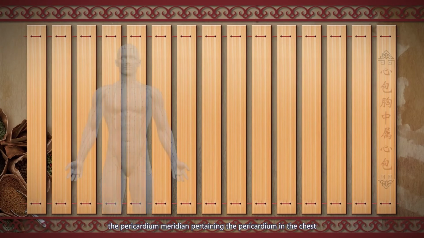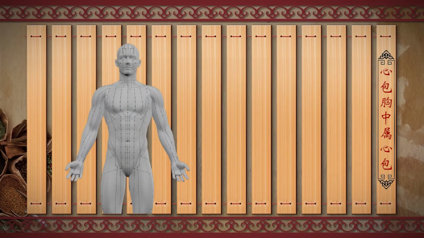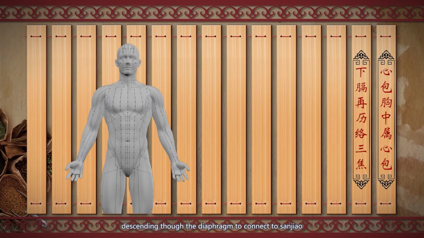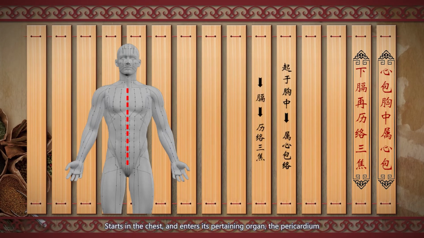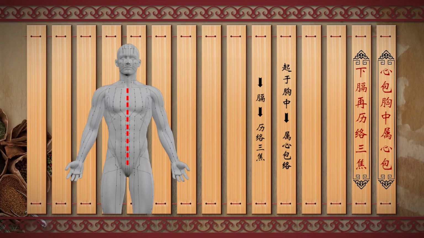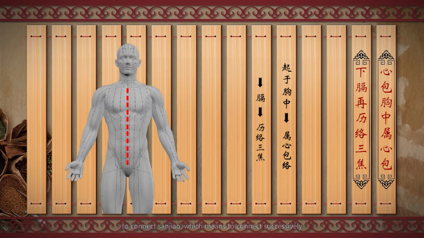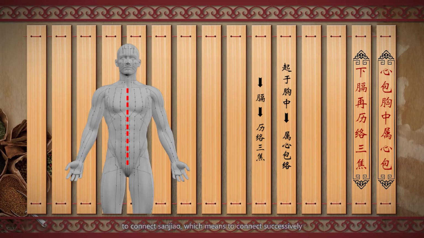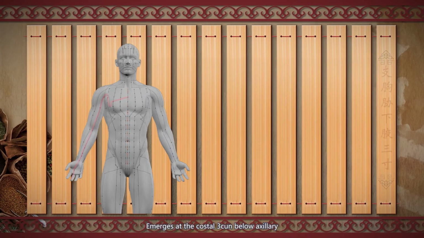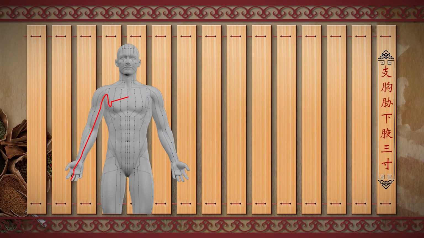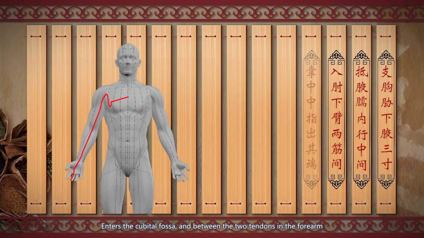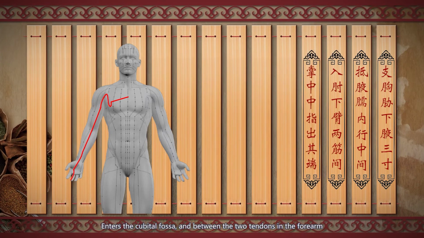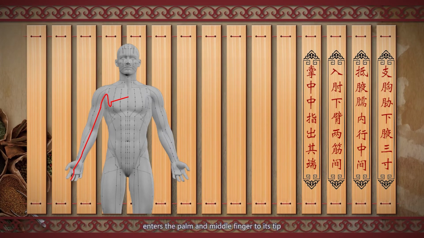First, let's look at the first sentence. The pericardial meridian pertains to the pericardium in the chest and descends through the diaphragm to connect to Sanjiao. This is the first one, the branch down the body. It starts in the chest and enters its pertaining organ, the pericardium. It descends through the diaphragm to connect the Sanjiao, which means to connect successively to the upper, middle, and lower jiao. It emerges at the costal region 3 cun below the axilla, ascends to the armpit and follows the midline of the upper arm. It enters the cubital fossa and runs between the two tendons in the forearm. It enters the palm and goes along the middle finger to its tip. This is the second branch.